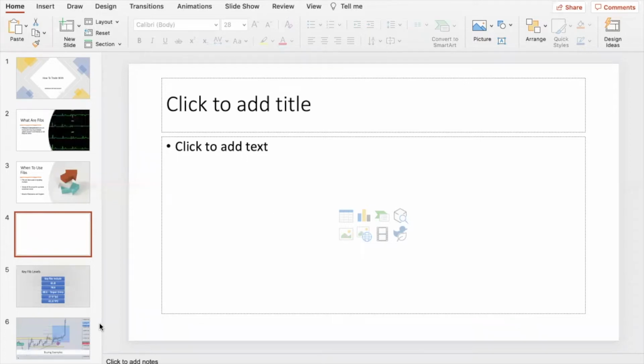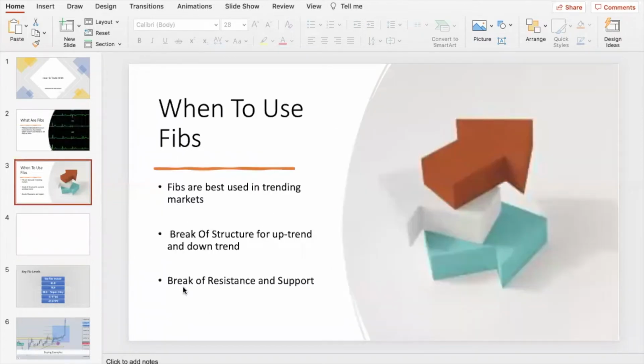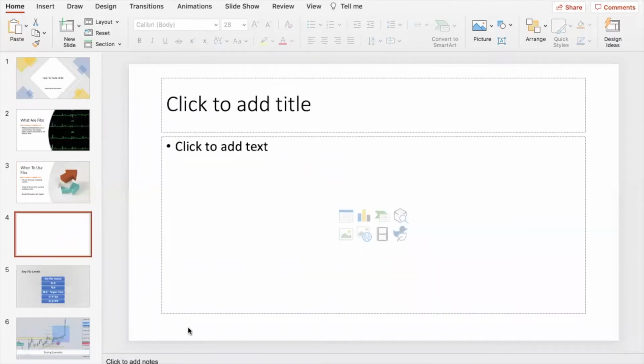You could also use fibs when there's a break of resistance and support. So let's say you're at a support area, and let's say price does this, breaks above. This break above most likely will retest. Not always, but most likely it will retest. You could draw your fib level to see exactly where it could potentially buy back up from and enter with a sniper entry potentially. So this will be an instance where you could use your fibs.